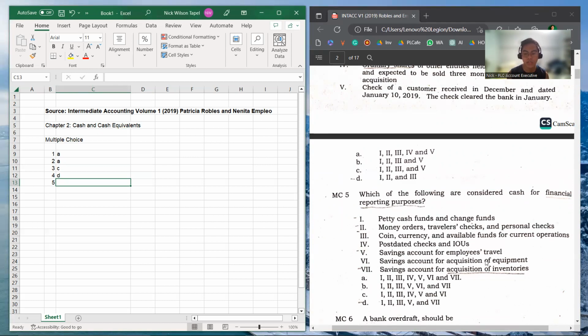Number six, savings account for acquisition of equipment, which is bond sinking fund, not included. And number seven, savings account for acquisition of inventories. Inventories are current, so it is included. So included are 1, 2, 3, 5, and 7, which is letter D.